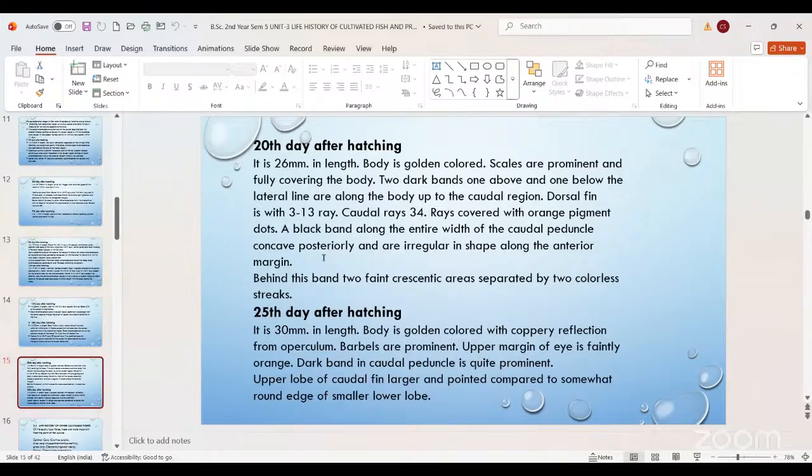Then 25th day after hatching. It is 30 mm in length. Body is golden colored with coppery reflection from operculum. Barbels are prominent. Upper margin of eye is faintly orange. Dark band in caudal peduncle is quite prominent. Upper lobe of caudal fin larger and pointed compared to somewhat round edge of smaller lower lobe.